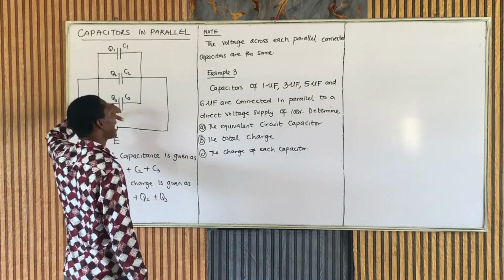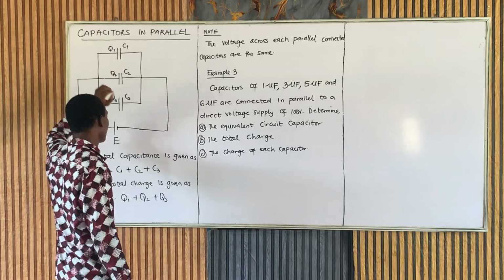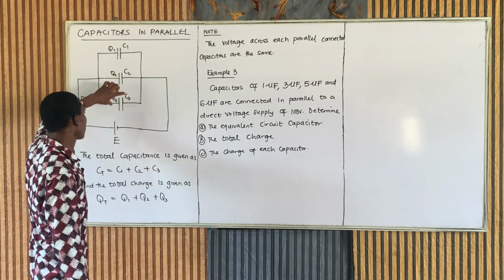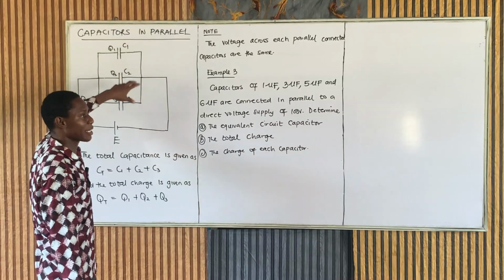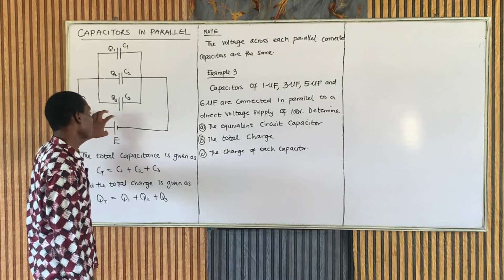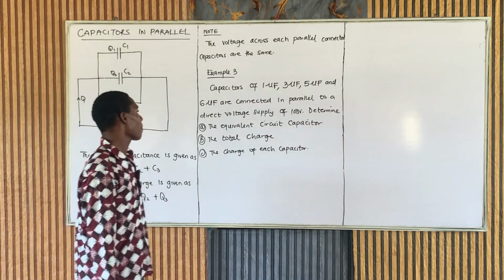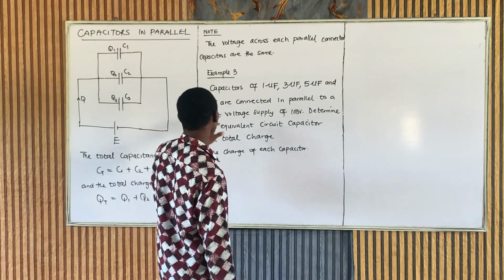Now, the voltage across each capacitor in parallel is exactly the same. So what I mean is this. You see this voltage here, that's the voltage in this capacitor, that's the voltage in this capacitor, that's the voltage in this capacitor. So the voltage in the 3 capacitors is exactly the same as the voltage of the circuit. Now, take note, let's solve this example now.